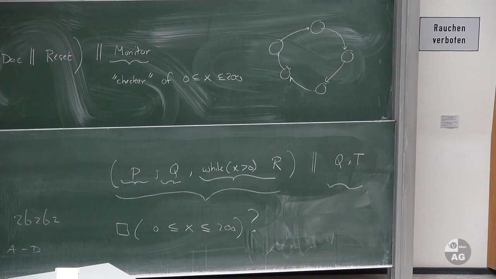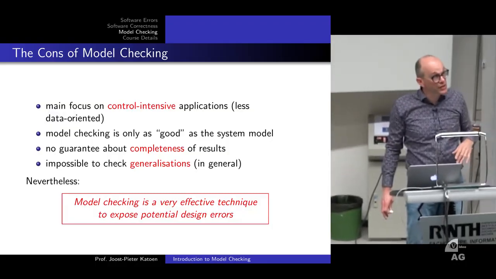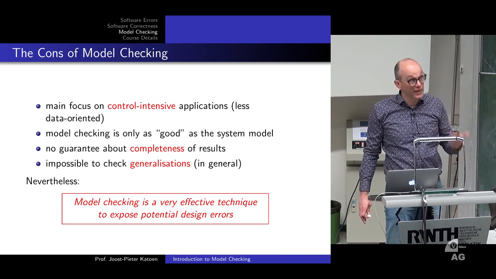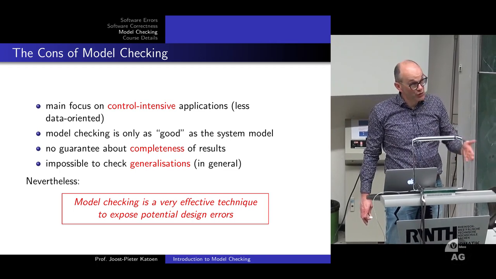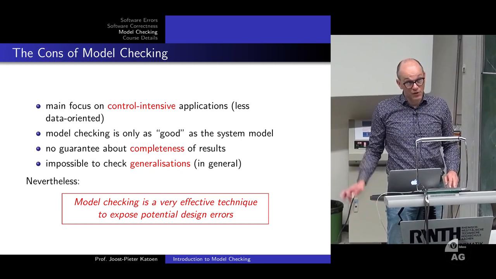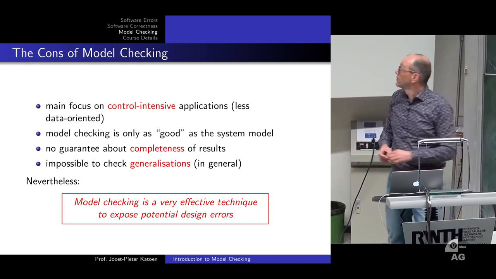So what do you do then? You check a property for a system consisting of 5 processes. Maybe you can do it for 6, maybe you can do it for 7. But I'm in general not able to conclude by induction that it also holds for any arbitrary size. So these kinds of generalizations are, in general, not possible.